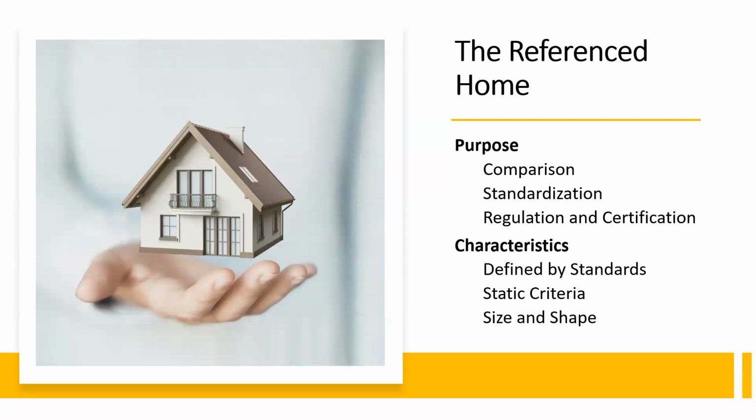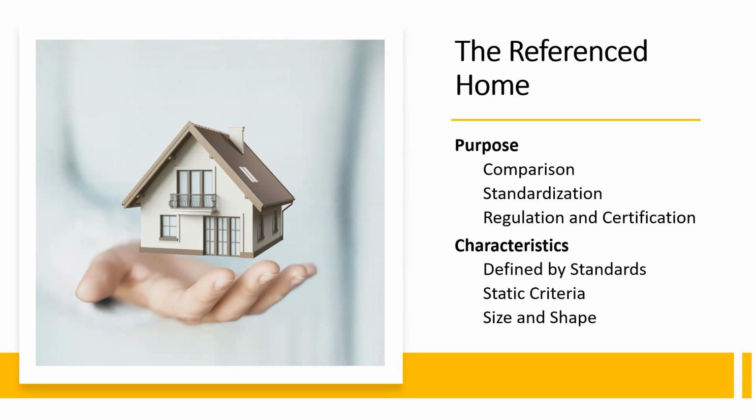Static criteria: while the proposed design can incorporate a variety of innovative techniques, technologies, and materials, the referenced home typically has a set, unchanged list of criteria. These might include specific insulation values, window types, HVAC equipment, efficiencies, size, and shape. The referenced home will be the same size, the same shape, and have the same orientation as the proposed building to ensure direct comparison. However, its construction details like systems and equipment efficiencies are set by the predetermined standard you're following.